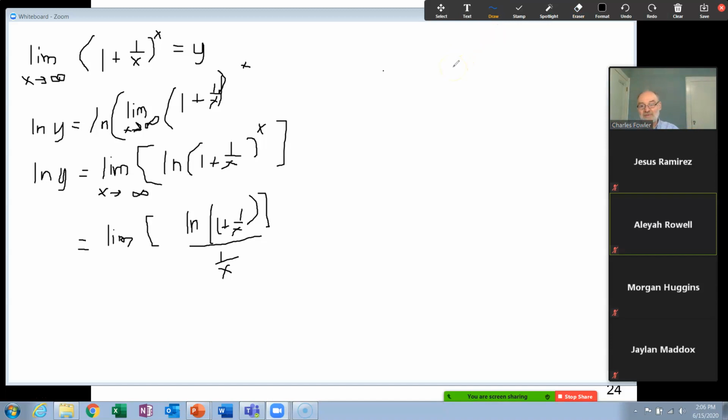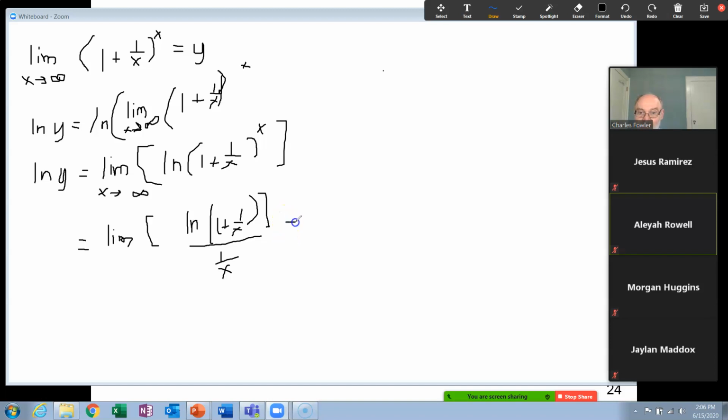So what is this going to do? Remember, x is going to infinity, and as x is going to infinity, this thing is going to 0. 1 plus 0 is 1, and the log of 1 is 0. And as x is going to infinity, that's 0. So wow, we've got it down to a L'Hopital form. Believe it or not, we're there. Okay, so let's take a derivative.